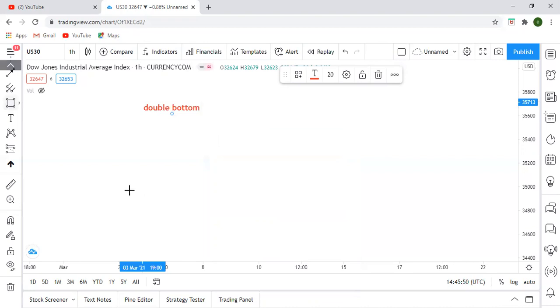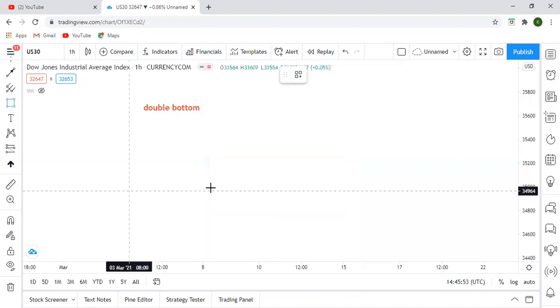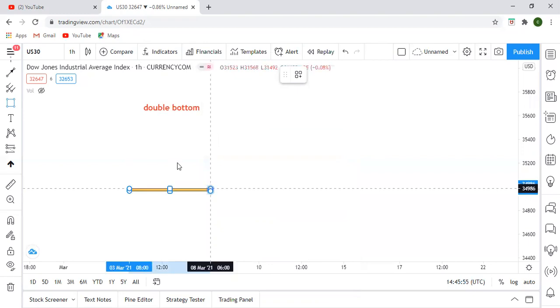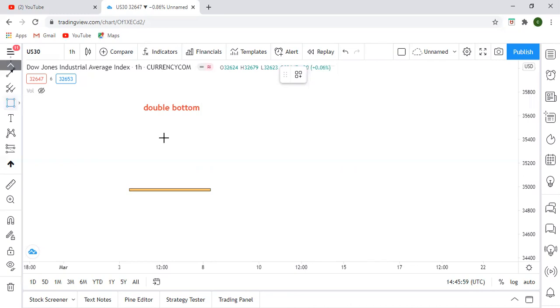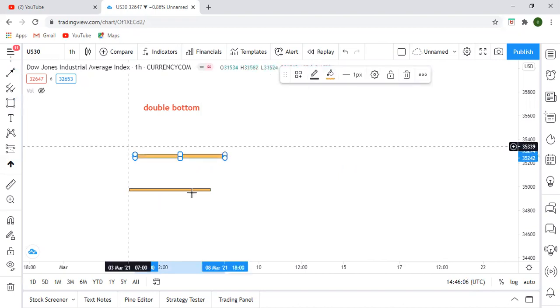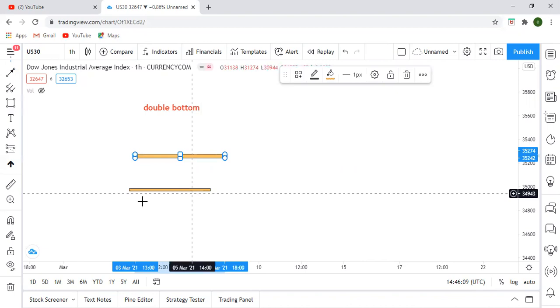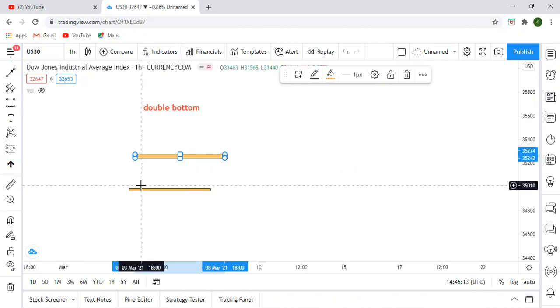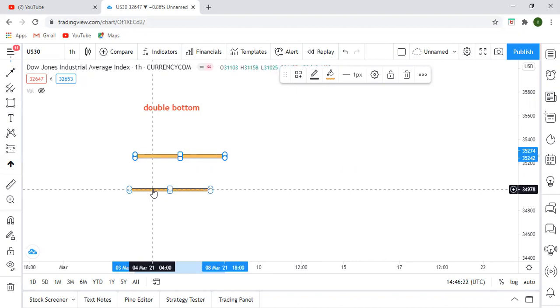Let's draw your double bottom. Basically, what's happening here is you have your two bottoms. Your two bottoms are going to lie on your support. And then you have your neckline. By neckline, I mean where the market is resisting.